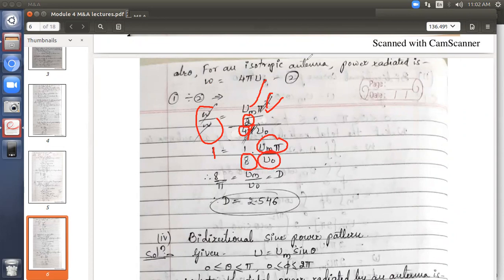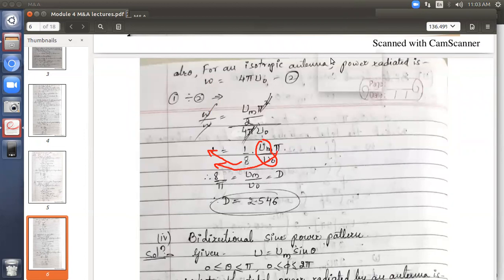Now, what is Um by U naught? Um by U naught is directivity D, which is equal to, take 8 here, take pi to the denominator. So 8 by pi is equal to D. What is 8 by pi? You use your calculator, you will get 2.546. This is the unidirectional sine power pattern, donut pattern.